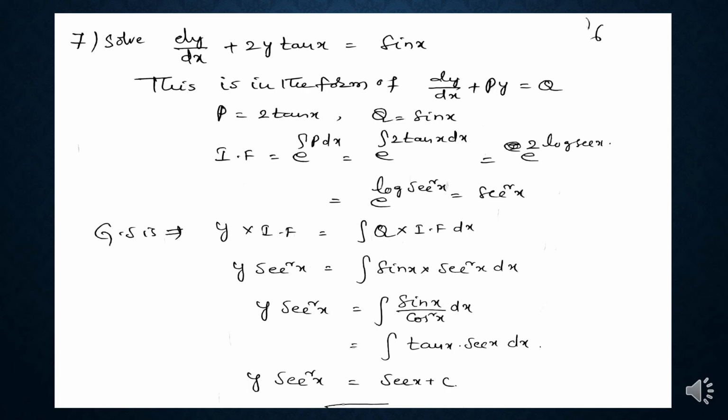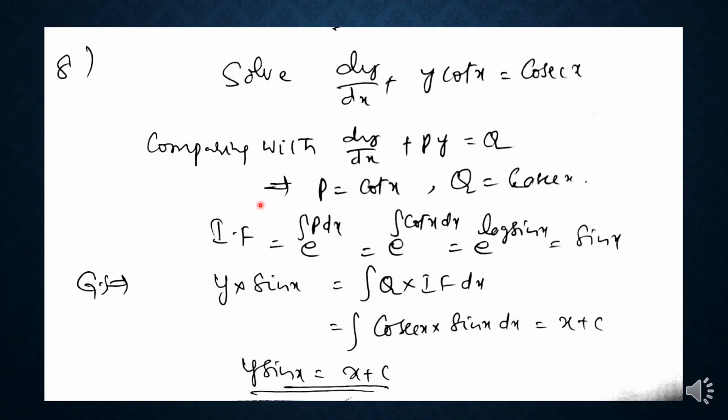Next problem. Solve dy by dx plus y cot x is equal to cosecant x. By comparing with the standard equation of the linear form, dy by dx plus py is equal to q, p is equal to cot x and q is equal to cosecant x. So the integrating factor is equal to e power integral p dx, is equal to e power integral cot x dx, that is e power log sin x. Integral cot x dx is log sin x. We know e power log f of x is equal to f of x. So e power log sin x is equal to sin x. So IF is equal to sin x.